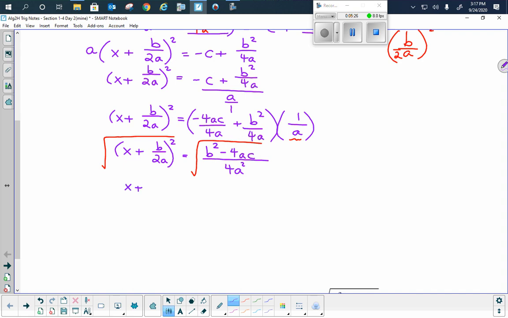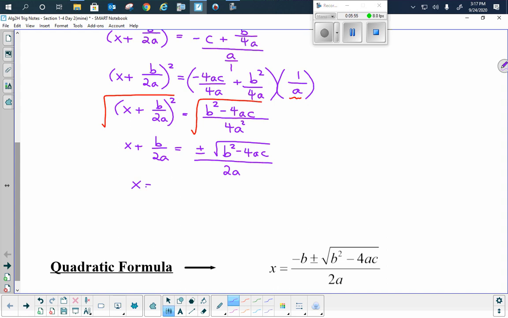Left-hand side is going to become x plus b over 2a equals, don't forget, right-hand side, you put in the square root, therefore you've got to remember plus or minus. Let's make it the square root of the top over the square root of the bottom separately. So the square root of b squared minus 4ac all over the square root of 4a squared, which is 2a. And now you're to the point of subtracting b over 2a plus or minus the square root of b squared minus 4ac over 2a.